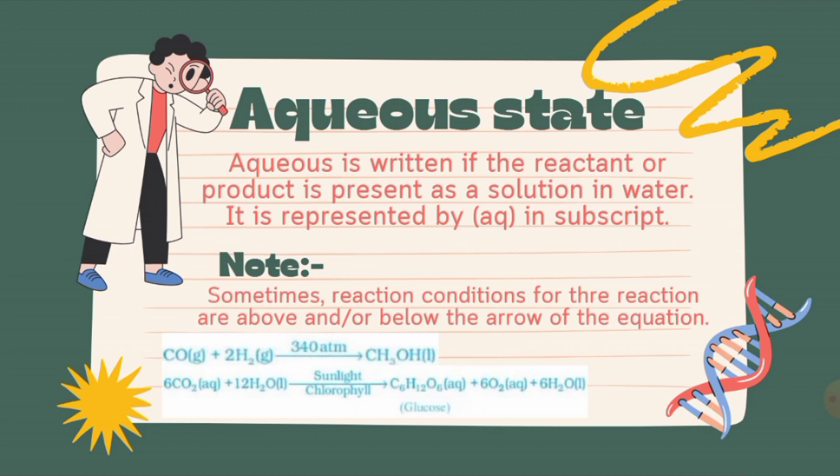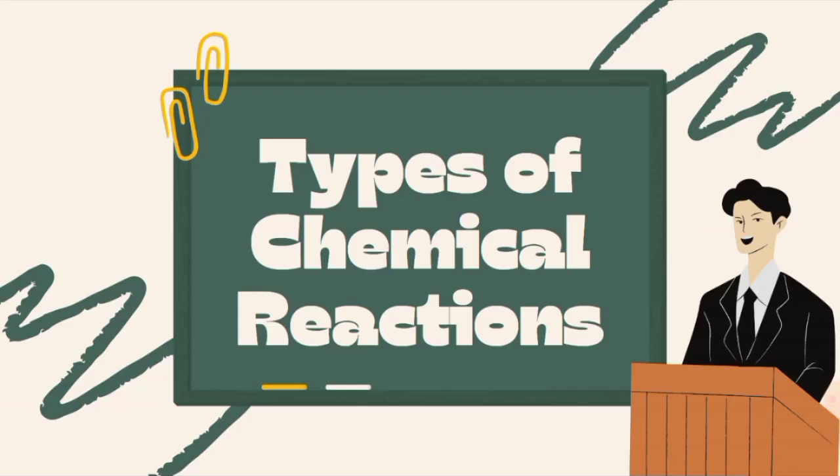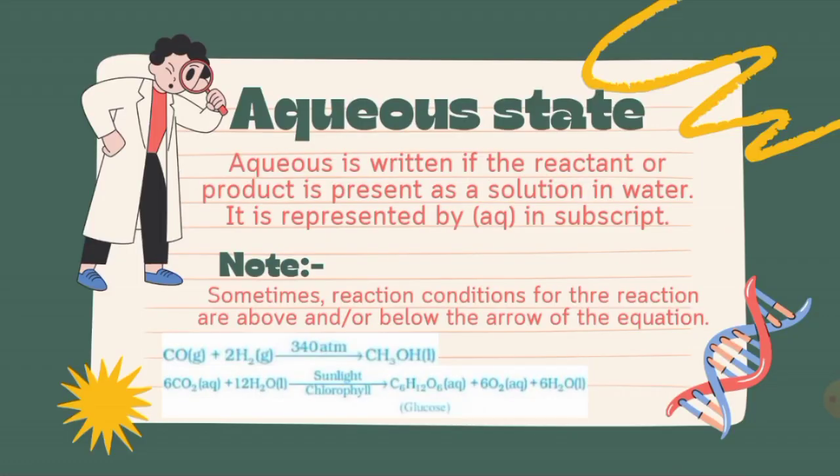Now we have another thing called the aqueous state. So what is this aqueous state? First we have to understand, because it is a new term for us, right? If the reactant or product is present in a solution of water, then you will write aq in the subscript. There will be some equations wherein the product or the reactant will be mixed in water. So at that time you need to write small aq in the subscript. That is clear, I hope.